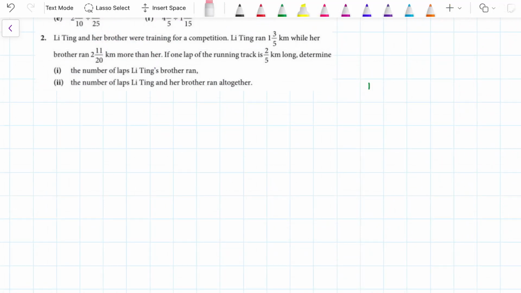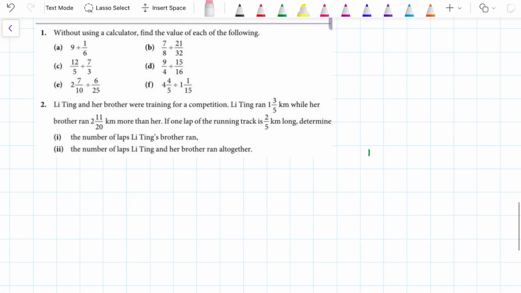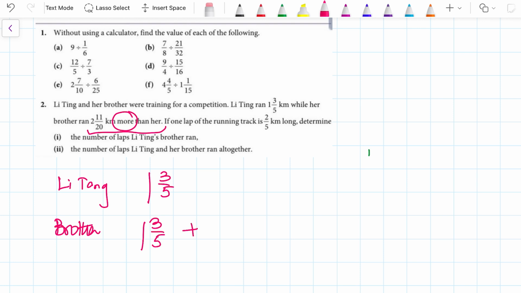Alright, let's do a word problem from this particular exercise. Li Ting and her brother were training for a competition. Li Ting ran 1 whole 3 upon 5 kilometers, while her brother ran 2 whole 11 upon 20 more than her. More means plus.